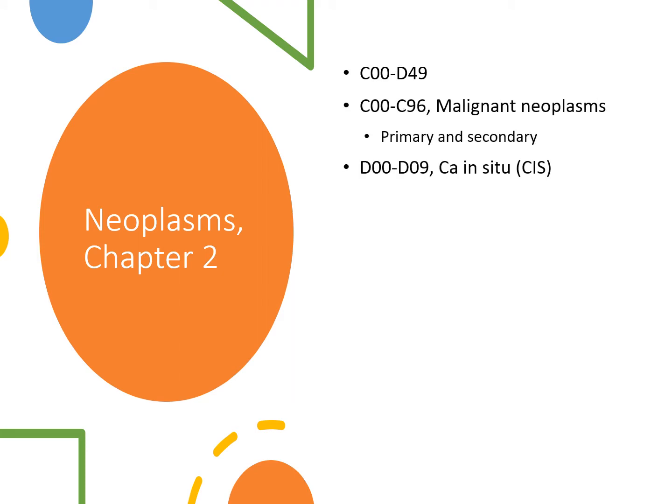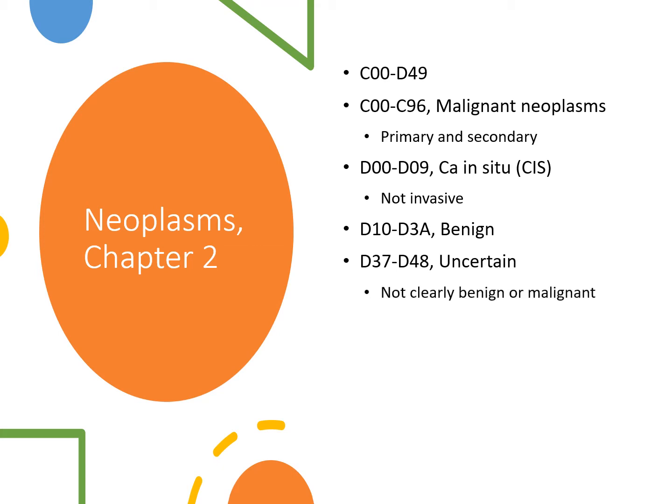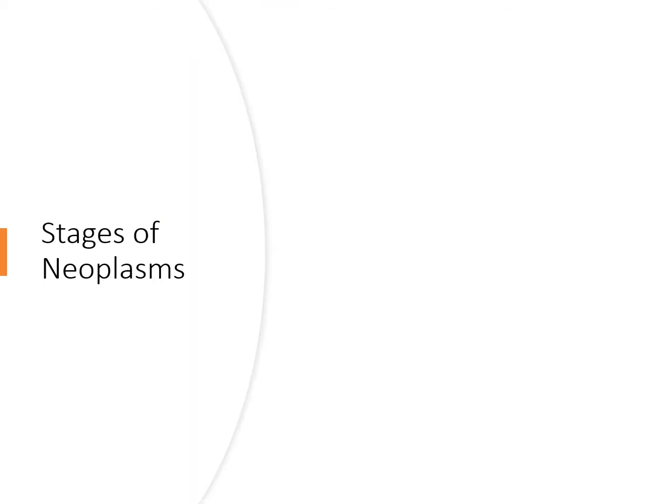We have malignant and secondary. We have cancer in situ, which is not invasive, and we have benign, and we have uncertain behavior. Benign is not malignant. And then we have unspecified behavior. We have stages of neoplasm.